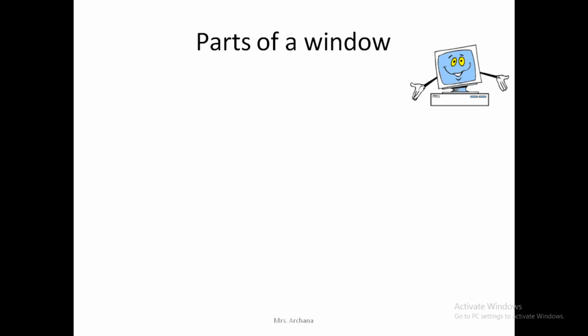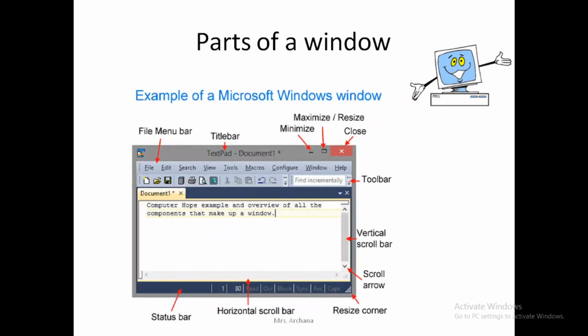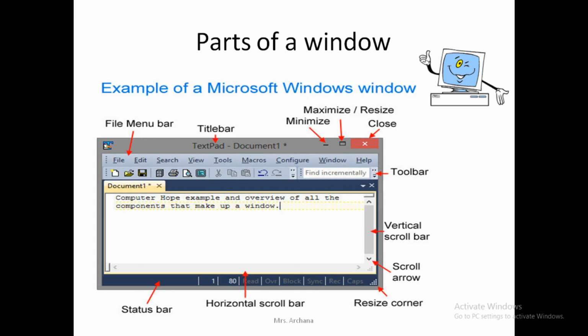Parts of windows. A window is a rectangular screen with a border. You can open multiple windows when you work on a computer. This is an example of a window. There are a lot of components present here.